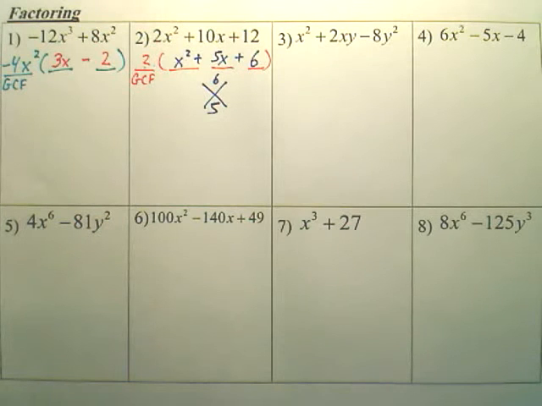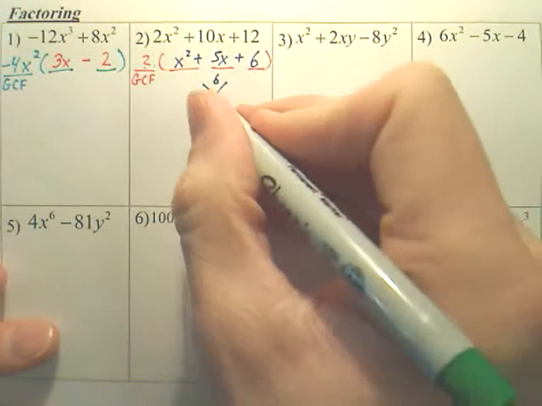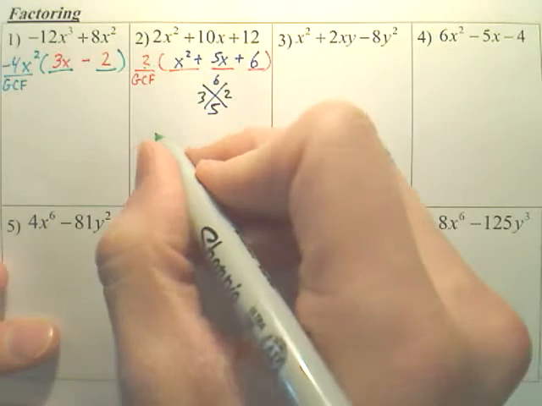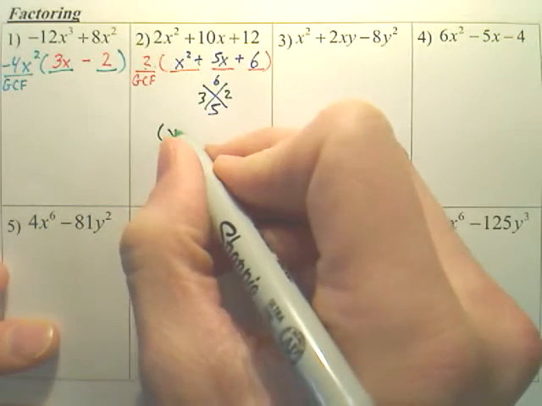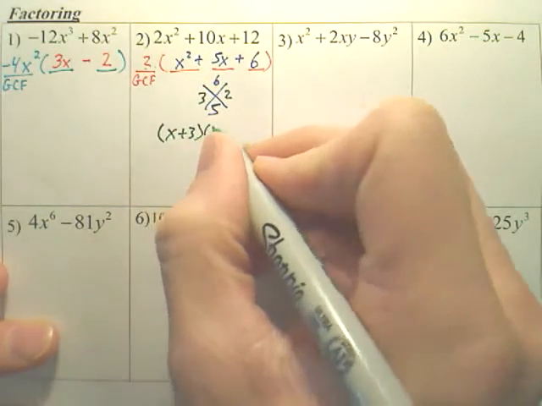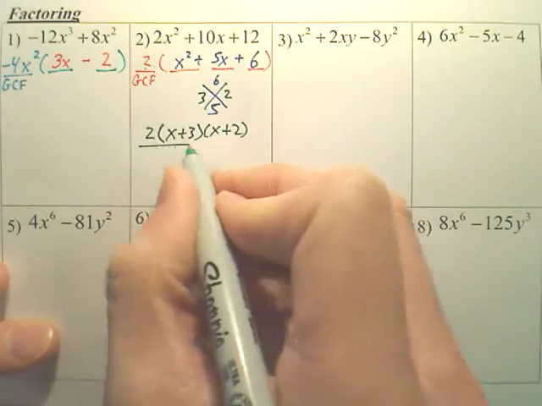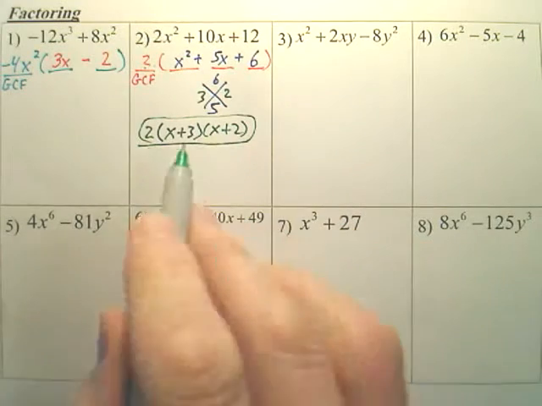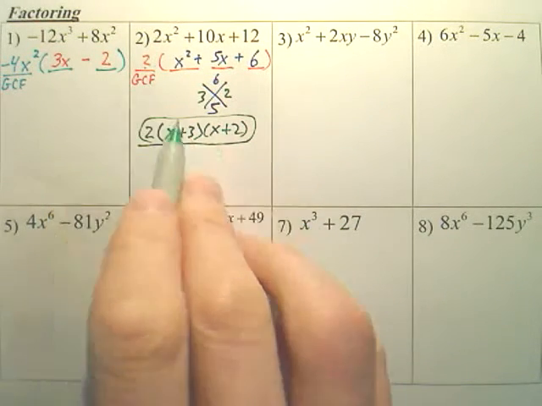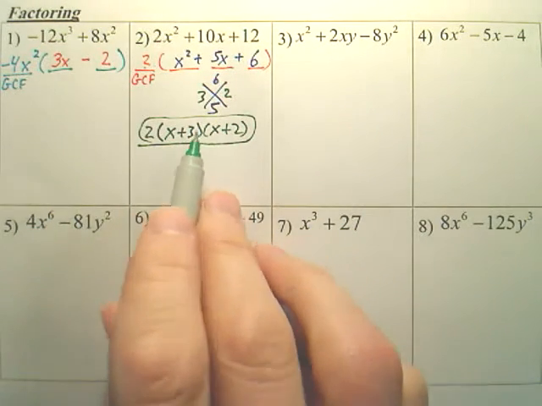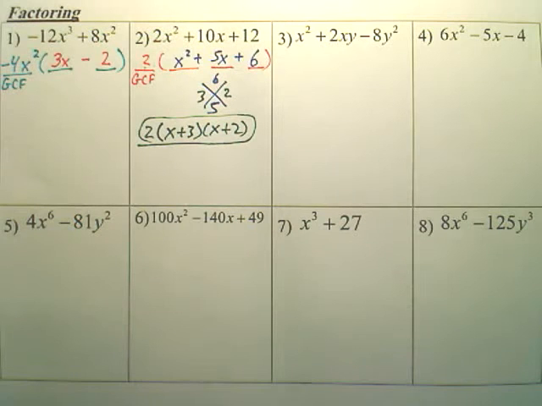Does that factor still? That's the next question. Yeah. That's a 3, that's a 2. So what we end up with is x plus 3, x plus 2. But don't forget your GCF. There's your answer. Sometimes you could pull a GCF out and you still got to factor what's left over. So be very careful to factor what is left over.